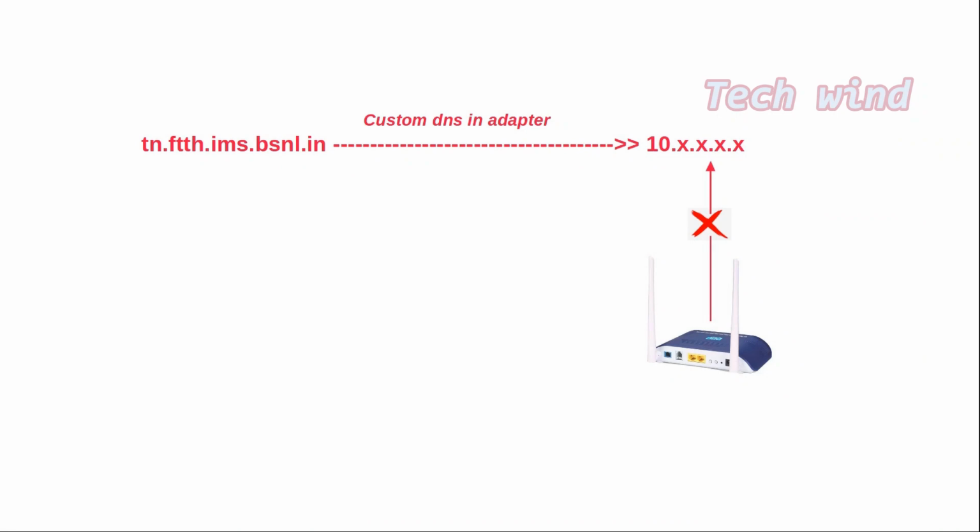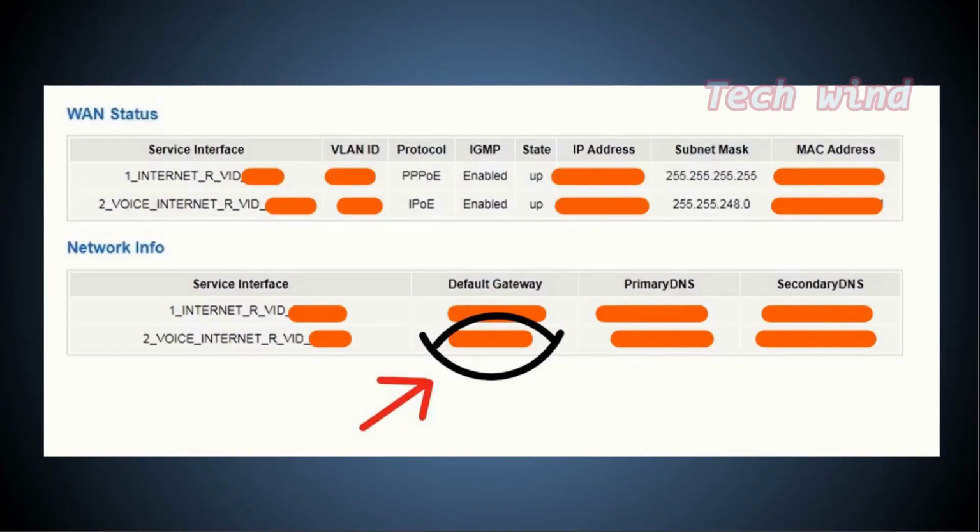After we have changed the settings in the adapter, now there's the next step. Now the SIP domain can be resolved by the SIP DNS that we have set up, right? But what will the DNS connect to? It can't connect to the internet WAN, right? So here comes the next step. We need to route any data that is trying to connect to the SIP DNS to the voice WAN.